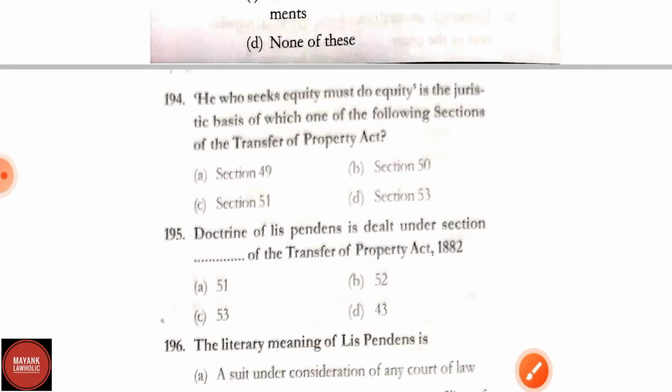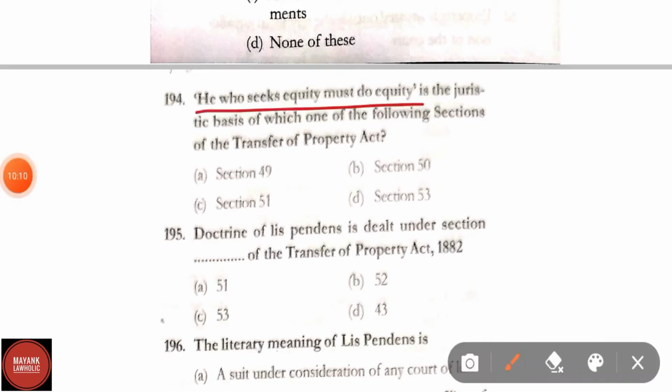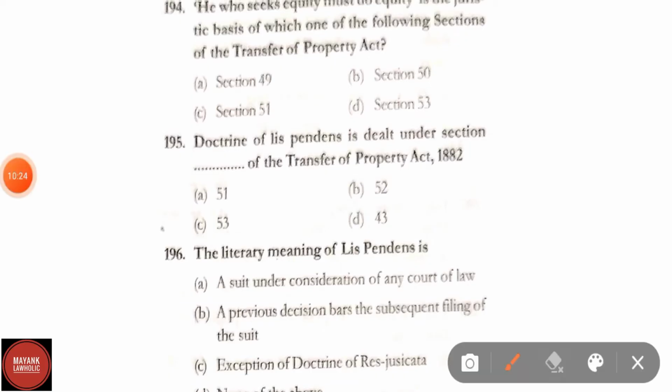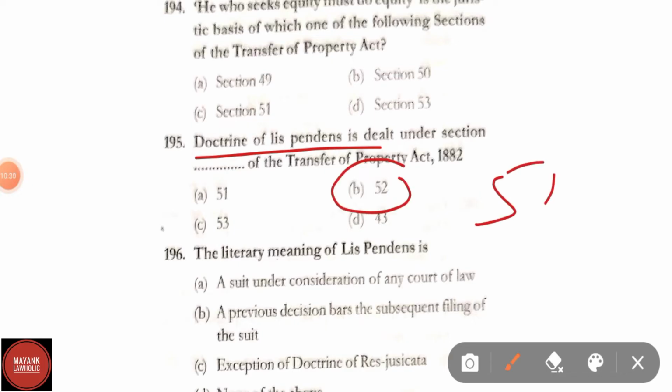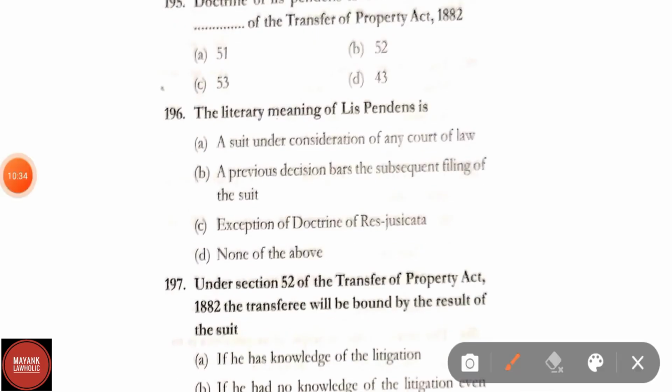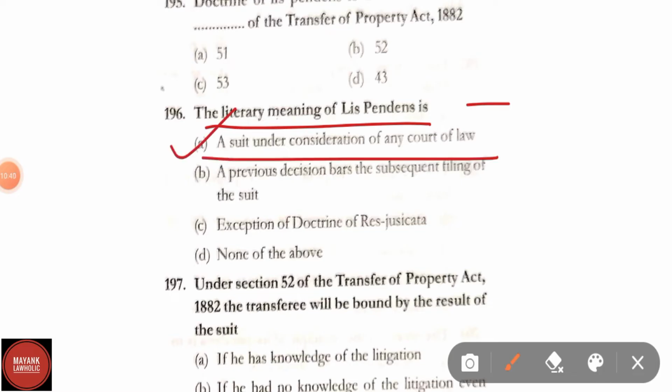Question number 194. He who seeks equity must do equity. This is the juristic basis of which of the following sections of TPA? The correct answer is Section 51. Question number 195. Doctrine of lis pendens is dealt with under Section dash of TPA. The correct answer is Section 52, doctrine of lis pendens. Question number 196. The literal meaning of lis pendens is a suit under consideration of any court of law. A is the right answer.